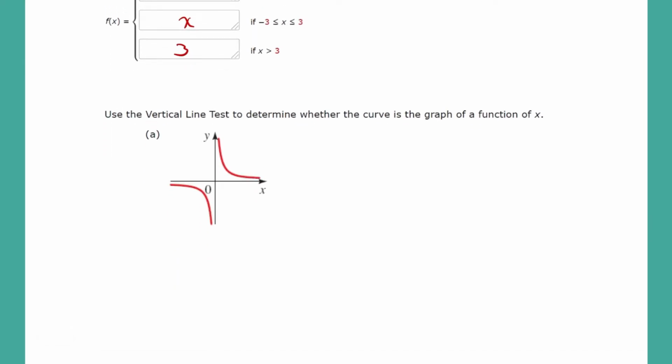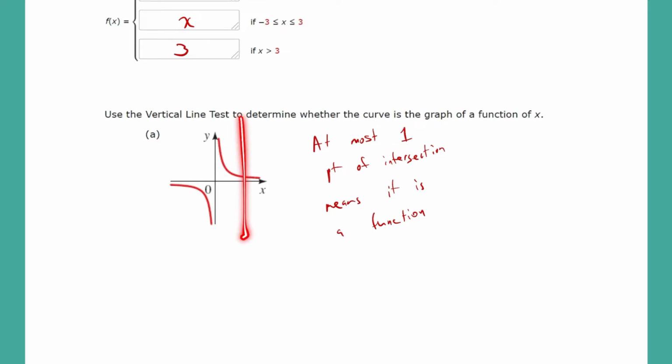Using the vertical line test to determine if the curve is a graph of a function, you just want to draw a vertical line anywhere you can. And if you have at most one point of intersection, it is a function. So at most one point of intersection means it is a function. If it intersects twice or more than once, then it's not a function. In this case, no matter where you draw the vertical line, it will always intersect just one time. So this is a function.